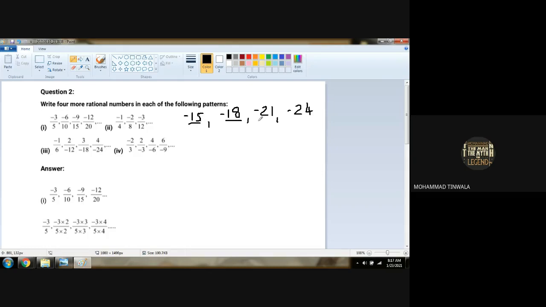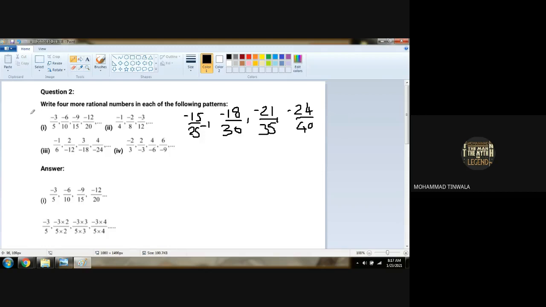Now in the denominator, what is the gap? 5, 10, 15, 20. So what will come here? 25, 30, 35, and 40. Are you getting what we did?